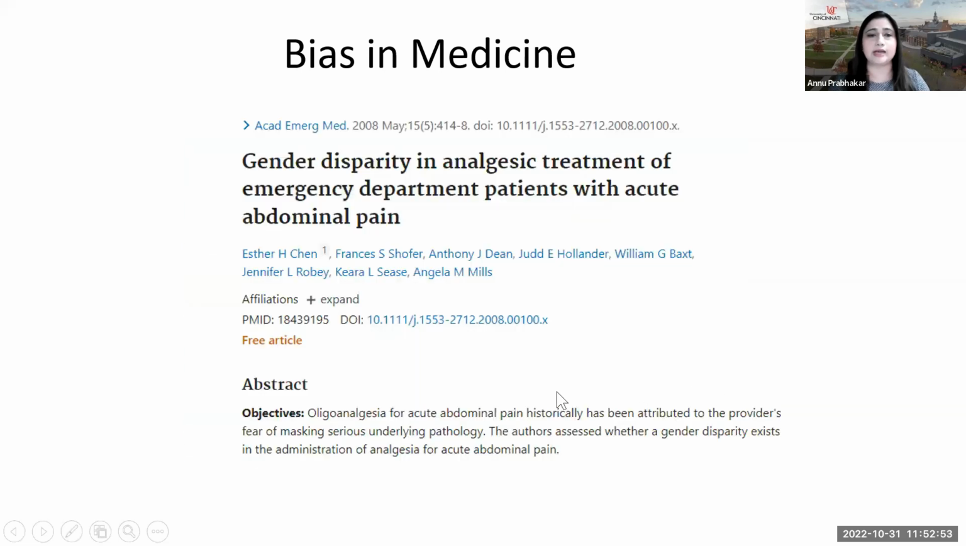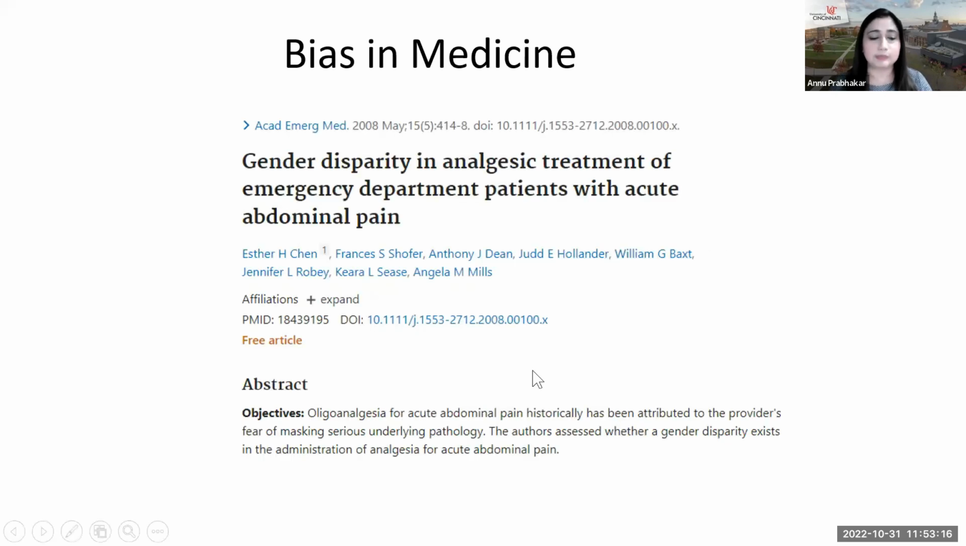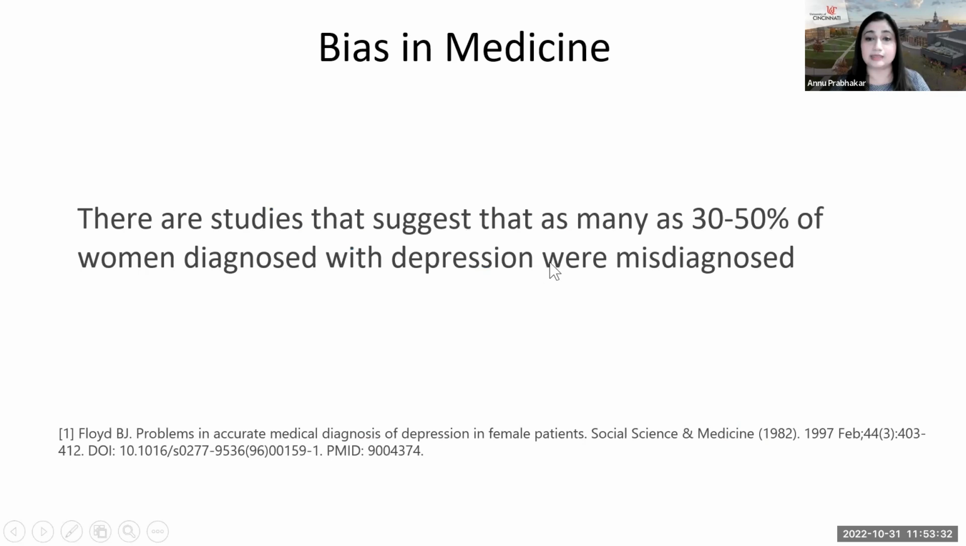There are several studies that show that women and people of color receive less pain medication, lower equity of care, and longer time delays for treatment. And there is another thing about women's pain. Women's pain is often misattributed by doctors as psychological, resulting in women who report pain being prescribed antidepressants when they don't have those symptoms. There are also studies that suggest that as many as 30 to 50% of women diagnosed with depression were misdiagnosed.